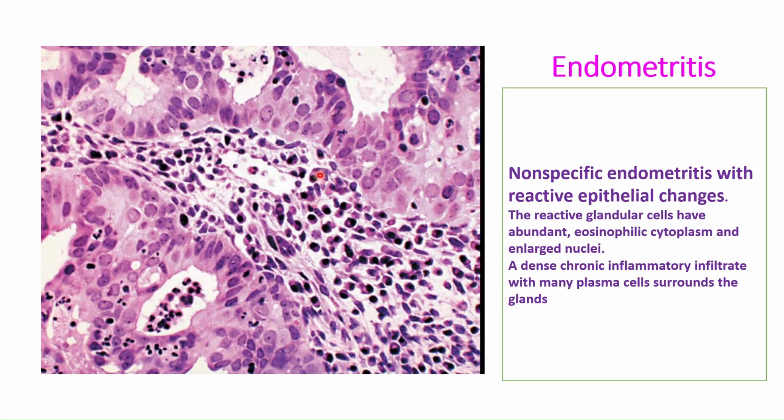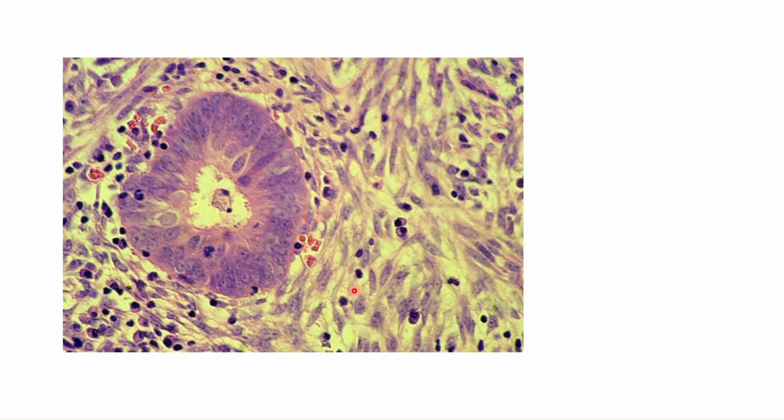Now, in chronic endometritis, presence of plasma cells is the indicator for the endometritis. So, here we can see plenty of plasma cells in the stroma, reactive change in the gland in the form of abundant eosinophilic cytoplasm and enlarged nuclei. So, these are active or reactive epithelial changes with plasma cell infiltrate.